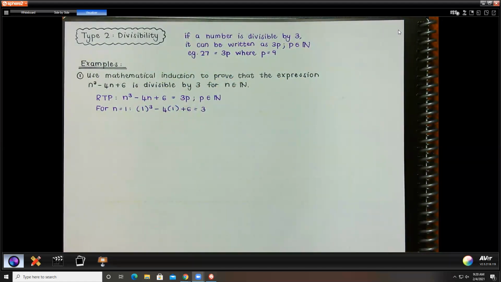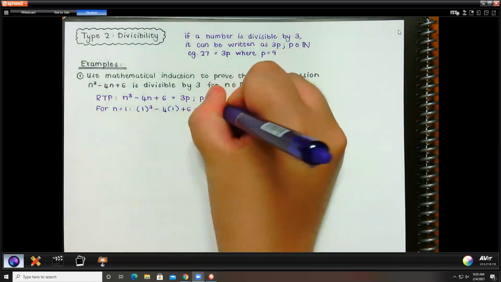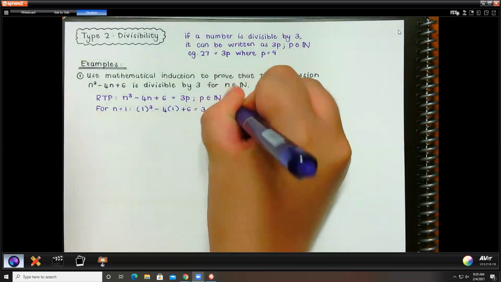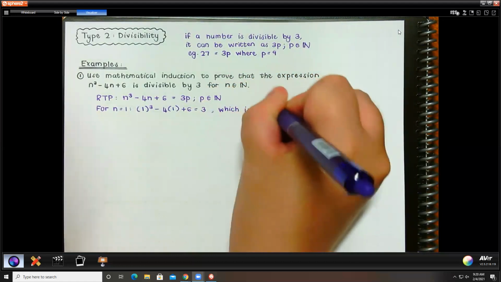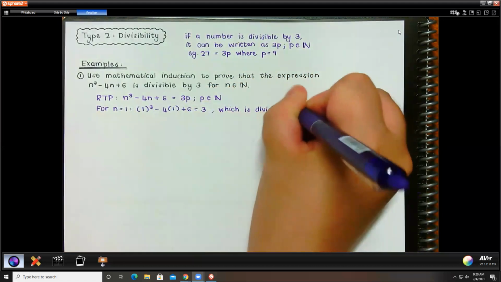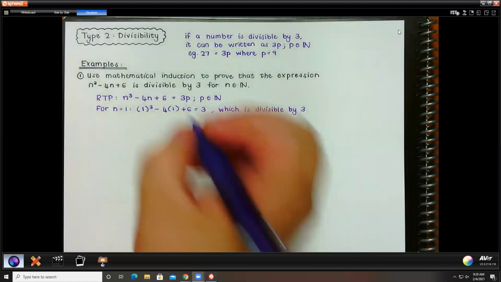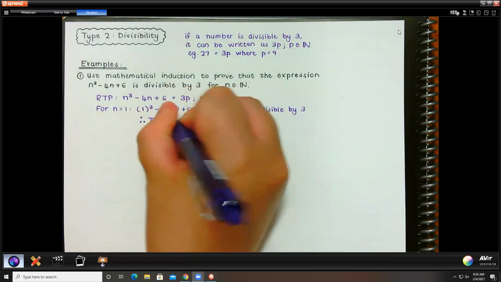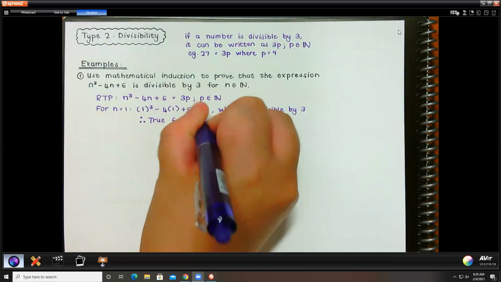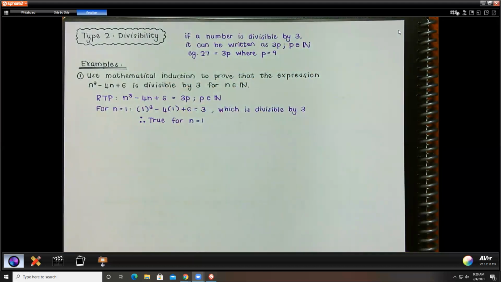Now I'm just going to write in words, which is divisible by 3. Therefore, true for n equals 1. That is the way that the answer series book does it. They write this out in words. They also do it in the same way in the old syllabus textbook, which you are still going to get on your first day back at school.